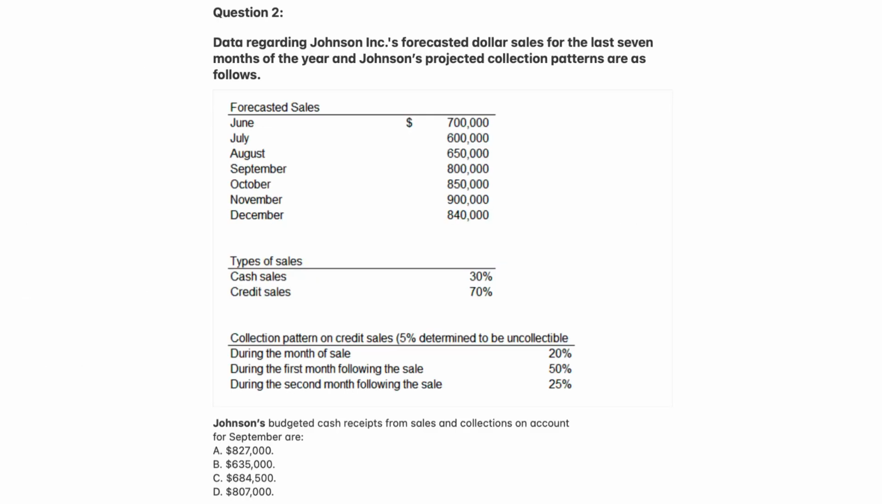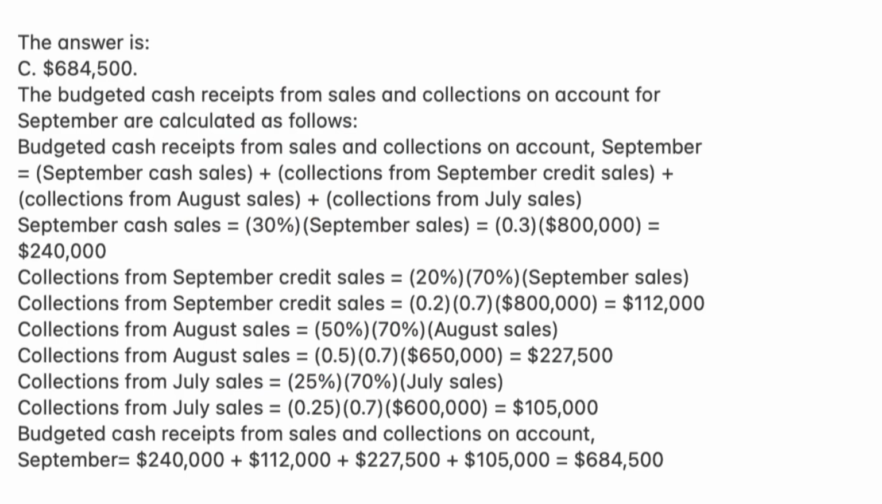Question 2. Data regarding Johnson Incorporated's forecasted dollar sales for the last 7 months of the year and Johnson's projected collection patterns are as follows. Johnson's budgeted cash receipts from sales and collections on account for September are A. $827,000, B. $635,000, C. $684,500, D. $807,000. The answer is C.